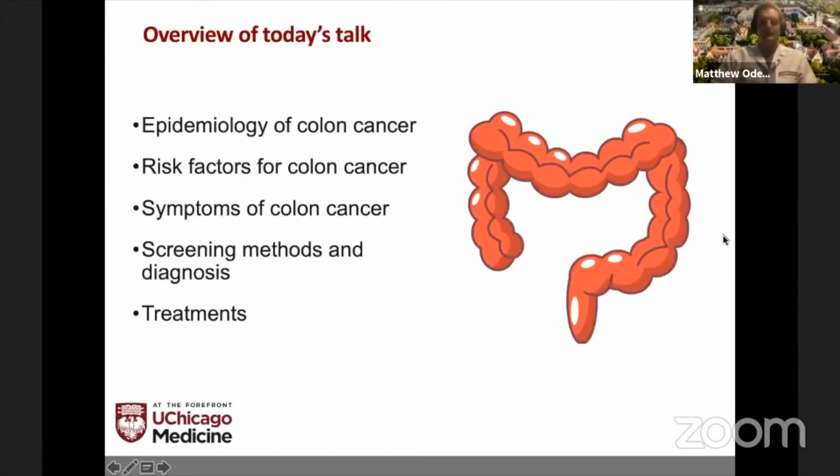So a brief overview of today's talk is that we'll start by talking about both the epidemiology and risk factors for colon cancer. So who is at risk for colon cancer? Then we'll talk about symptoms of various stages of colon cancer. And we'll spend most of our time talking about the ways that we can screen for colon cancer and how we diagnose it. And then at the end, we'll talk just a little bit about treatments for colon cancer, although that's a little bit more advanced and probably for another talk.